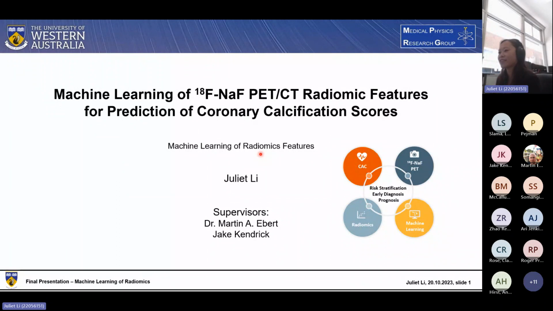My name is Juliet, and this is my final presentation of my master's degree. My project is machine learning of F18 sodium fluoride PET-CT radiomic features for prediction of coronary calcification scores. And my supervisors are Martin and Jake.